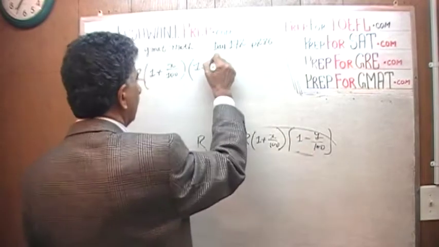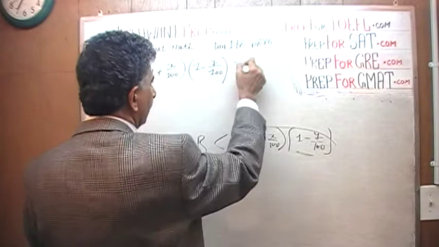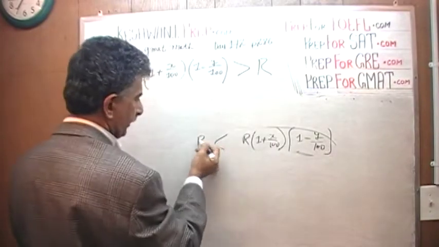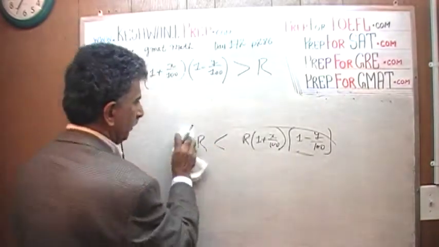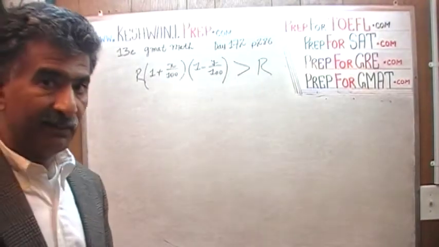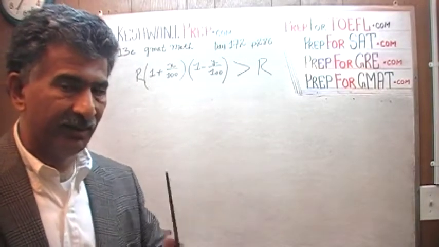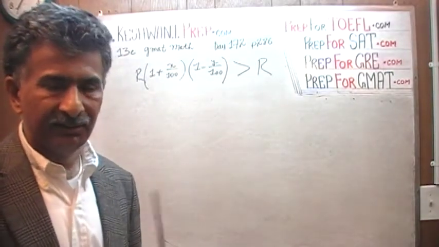Y over 100. Is this quantity greater than R? Greater than R. I've just switched the order, that's all. R appears on both sides of the inequality, and since R is a positive quantity, see, this is the part I don't want to have to explain. If I have to explain everything here, then as I said, just skip it.